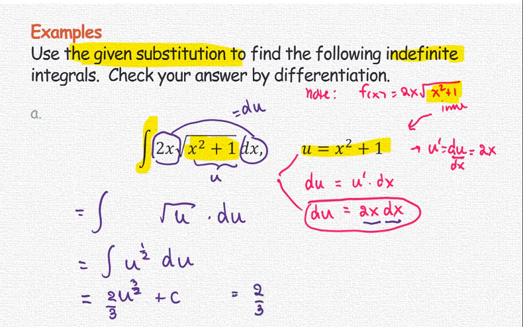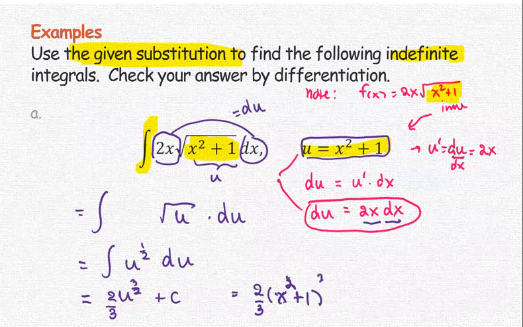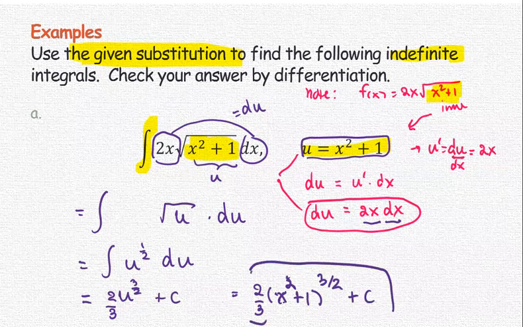The last step, you're going to replace u with the expression that you started with. For this problem, u is given to be x squared plus 1. So you replace u with x squared plus 1. So we get x squared plus 1 to the power 3 over 2, and then plus c. And this is the final result.